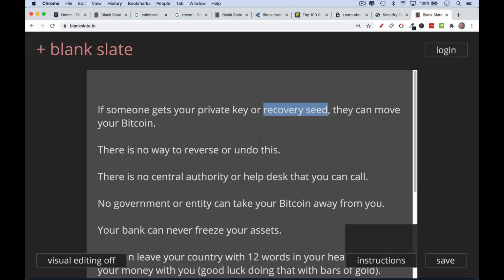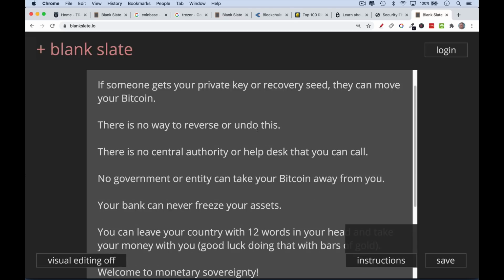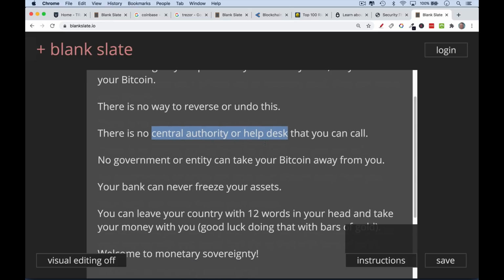And if they do that, there's no way to reverse or undo this. Your Bitcoin is gone. You can't call the bank. You can't call the IRS. You can't call the federal government. You can't call Satoshi. We don't even know who he is. You can't call anyone. There's no central authority or help desk that can help you out. So that's the downside. This is basically taking control of your own monetary sovereignty.